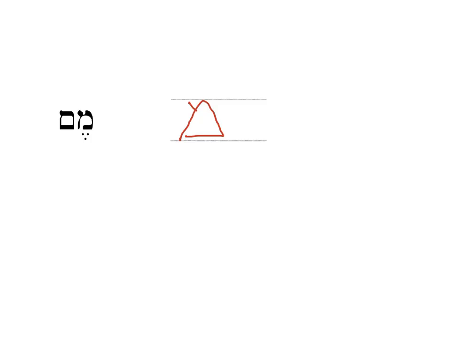Mem. Mem has two forms again. When it's at the beginning of a word or in the middle of the word, it looks like this. When it's at the end of a word, it just looks like a square with a small tail hanging out. Here you can see an example of a typeset mem at the beginning of a word and a final mem at the end of the word. Mem. Mem sounds like the letter M. The next letter is Nun.